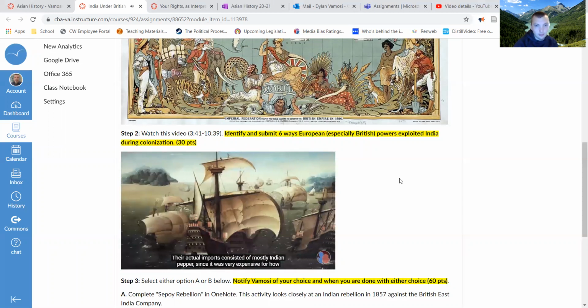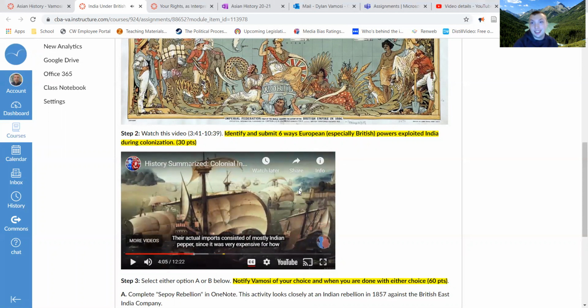Their actual imports consisted of Portuguese, right? They mentioned there, extorting merchants. That's one way they exploited India during this period of time.